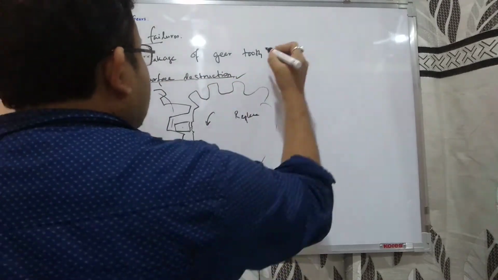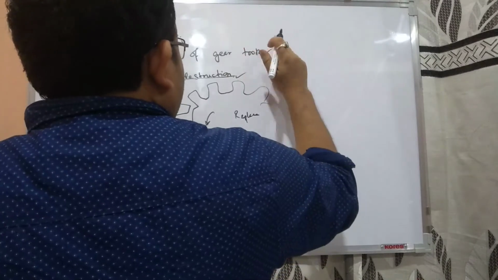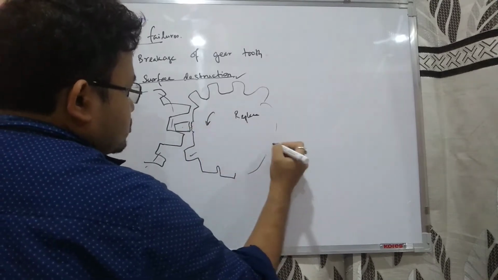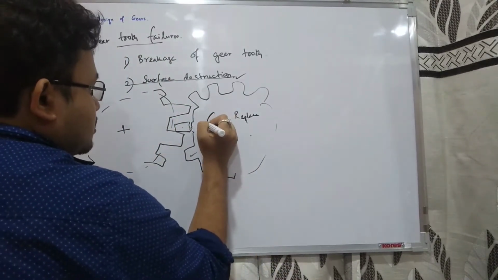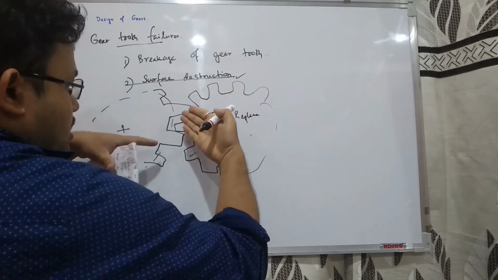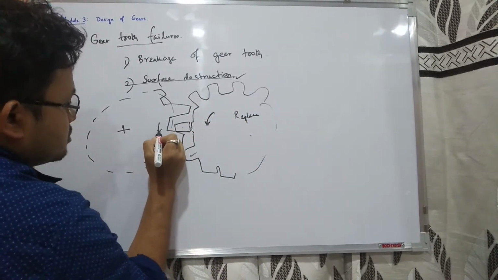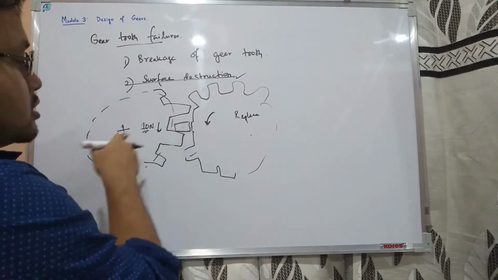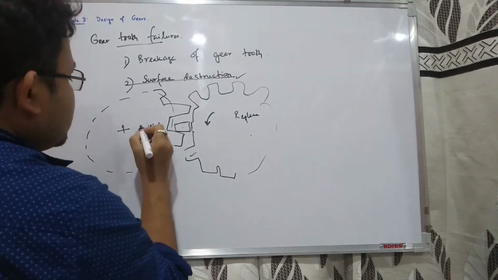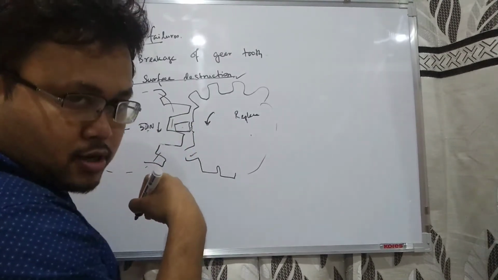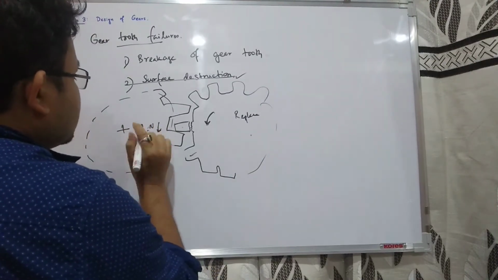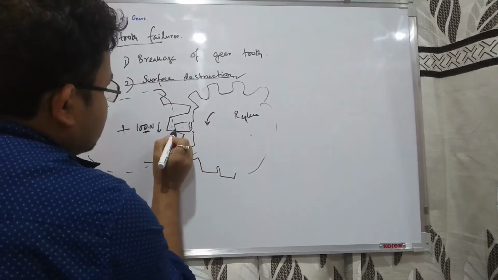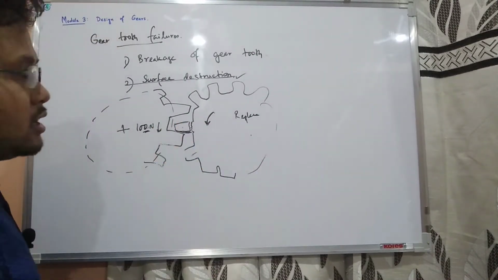Okay, surface destruction. Now let's talk about this one. Now you know that there should be a minimum amount of force. Suppose this gear has just started to push this gear with some force, let's say 10 Newton, right? Now this is unable to rotate this gear. Now increase the force to 50 Newton. Still it is unable to rotate, right? So let's say at some force, 100 Newton, it still is unable to rotate.